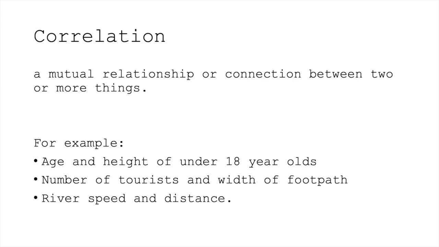There are other things that as geographers we might suspect there's a correlation or relationship between. For example, number of tourists and width of footpath, or river speed and distance. But we may not be sure. So how can we look and see if there is a relationship?